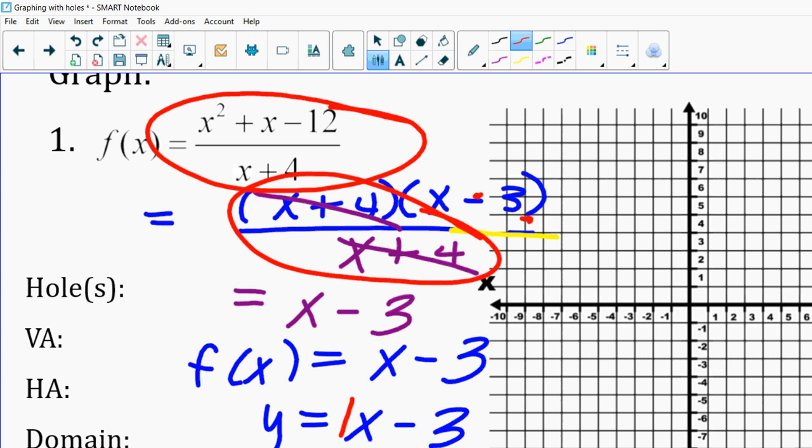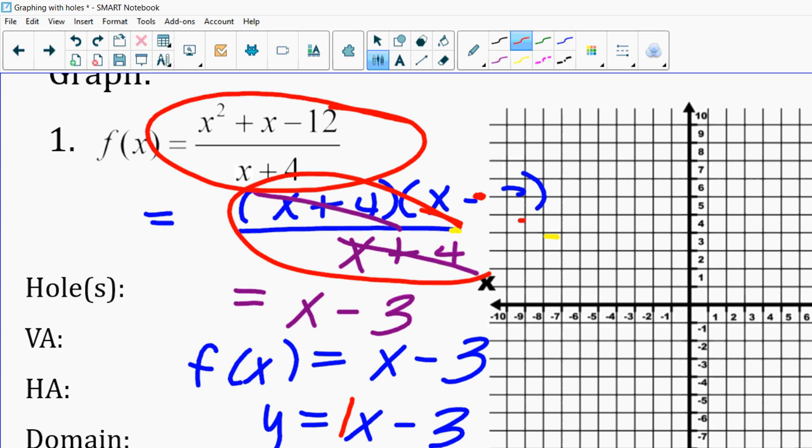Now, ladies and gentlemen, when you are able to factor out a factor between the numerator and denominator, your graph has a hole in it. We'll talk about that again in just a second. Now, here's what I want you to see. For those of you who can't see the hole, don't worry about this.